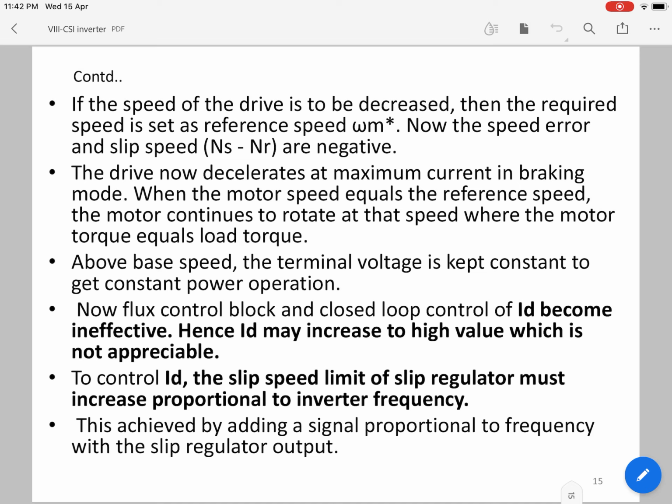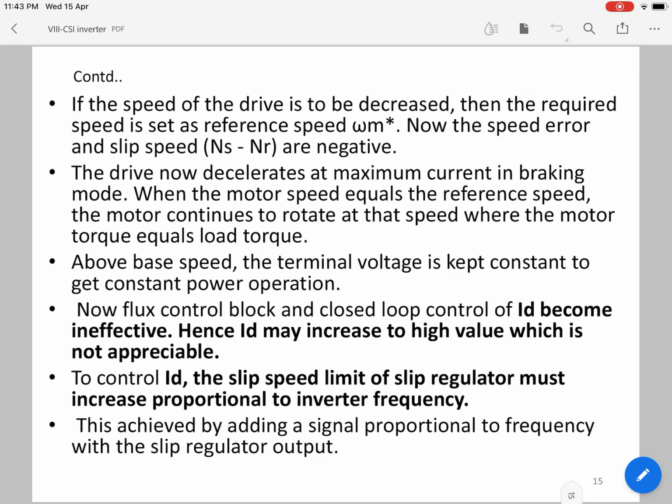If the speed of the drive is to be decreased, then the required speed is set as reference speed omega m star. Now the speed error and slip speed are negative. Now the drive will decelerate at maximum current in braking mode. When the motor speed equals the reference speed, the motor continues to rotate at that speed where the motor torque equals load torque. Above the base speed, the motor terminal voltage is kept constant to get constant power operation.